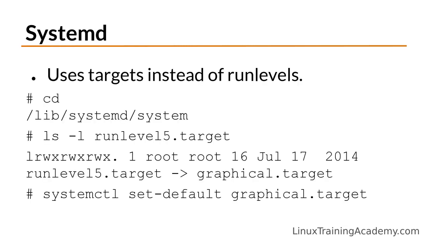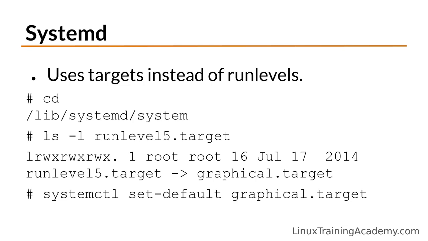However, init alternatives such as systemd and upstart are quickly taking the place of init, with systemd currently being the most widely adopted replacement. Instead of run levels, systemd has the concept of targets. These targets are roughly equivalent to run levels. To see the list of available targets, look in /lib/systemd/system. You'll notice the run level targets are actually symlinks to the real targets being used. For example, runlevel5.target is a symlink to graphical.target.